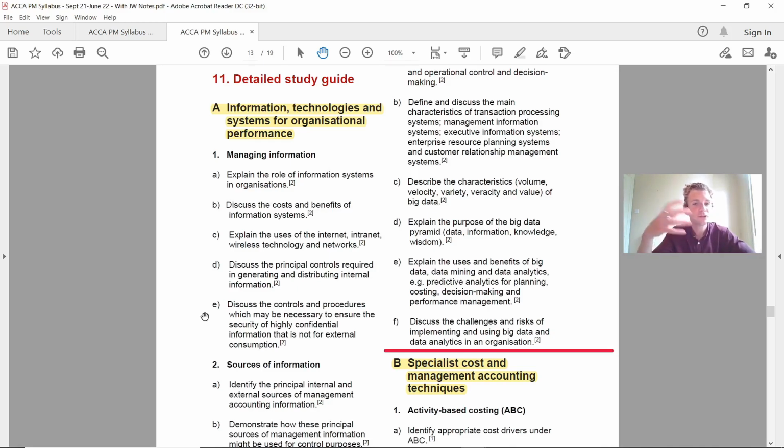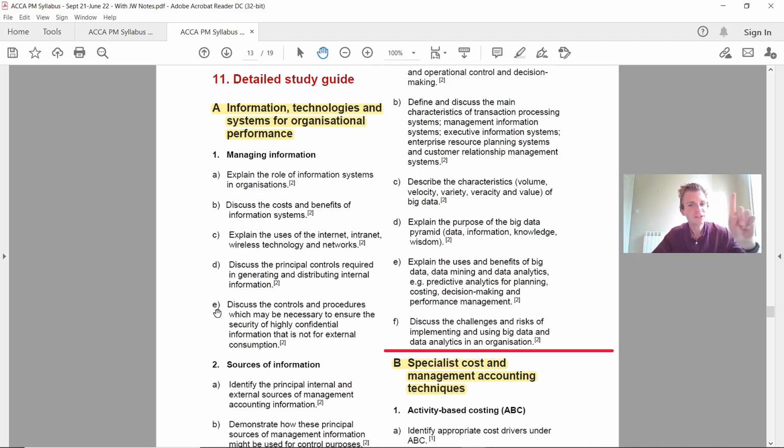This is where we touched on it earlier with the level of detail, but you could go through each one of them one by one and say, could I discuss the costs and benefits of an information system? Yes, okay, big tick, off we go. And if you go through it one by one, you'll find out the areas maybe you're a bit weak on. You can home in on that, refer back to your study text, and do some more past paper questions on it.